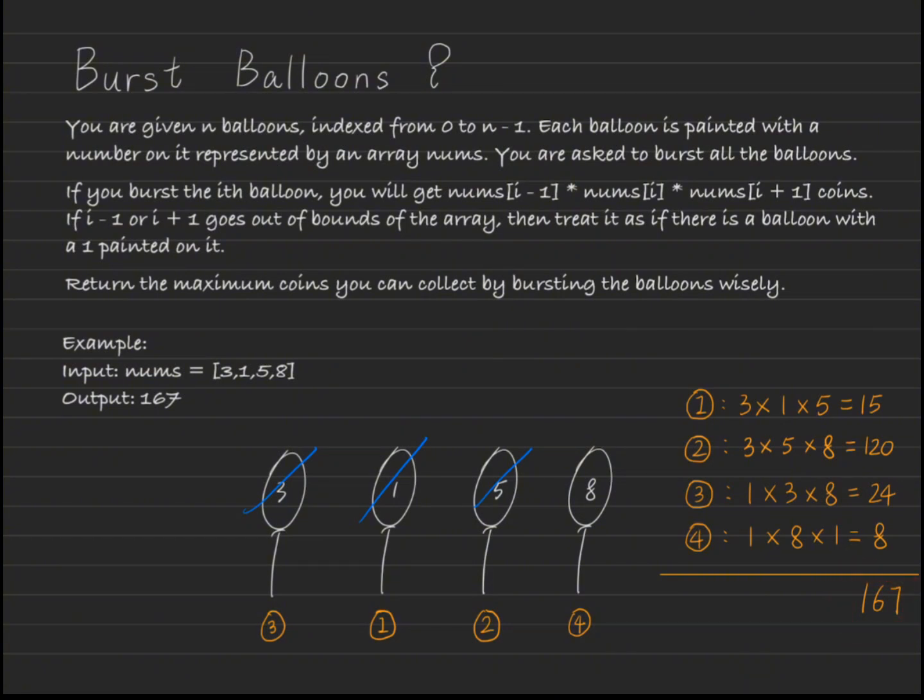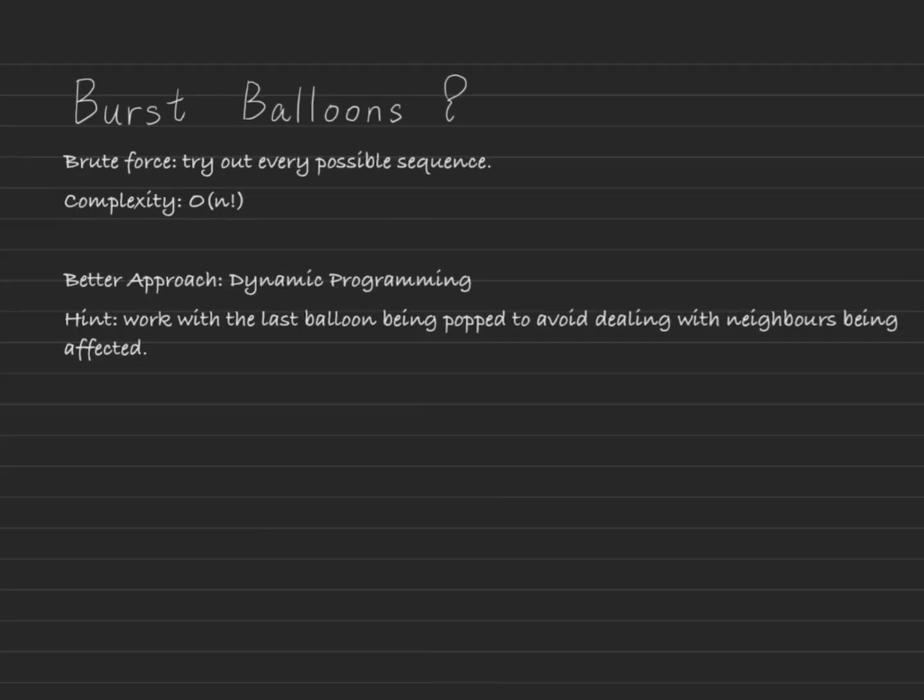How do we solve this? Pause here if you'd like to think independently for a moment. To rephrase the problem, we want to pick the best sequence that would result in maximum number of coins. So we could try out every possible sequence and calculate the number of coins for each sequence. This will result in a time complexity of O(n!). It's a good starting point, but we can do better.